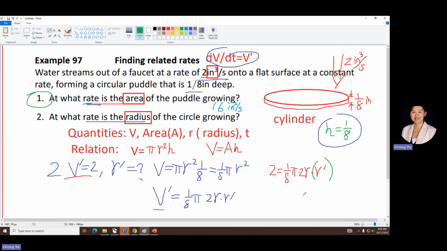So R prime is equal to, we end up having a formula with a single quantity. The numerator is 2, the denominator is 1/8 pi times 2R. So we cancel the common factor 2. The 8 is in the denominator, so that brings the 8 up to the numerator. Then the R prime is equal to 8 over pi times R. Right, so that's the rate of the radius growing.